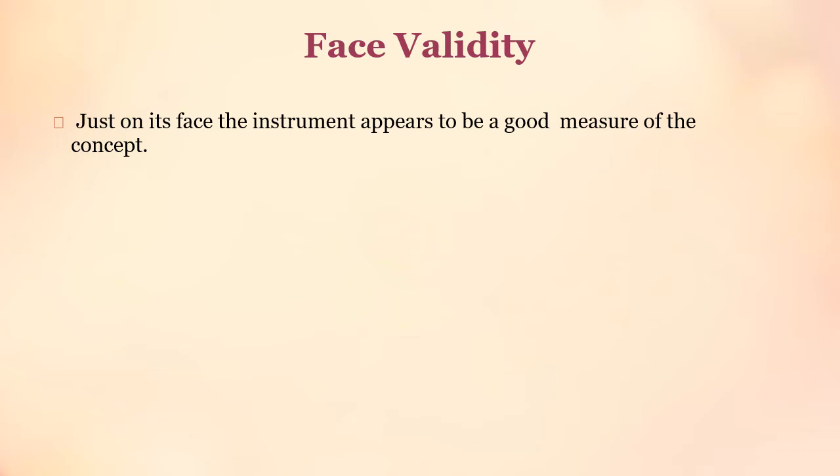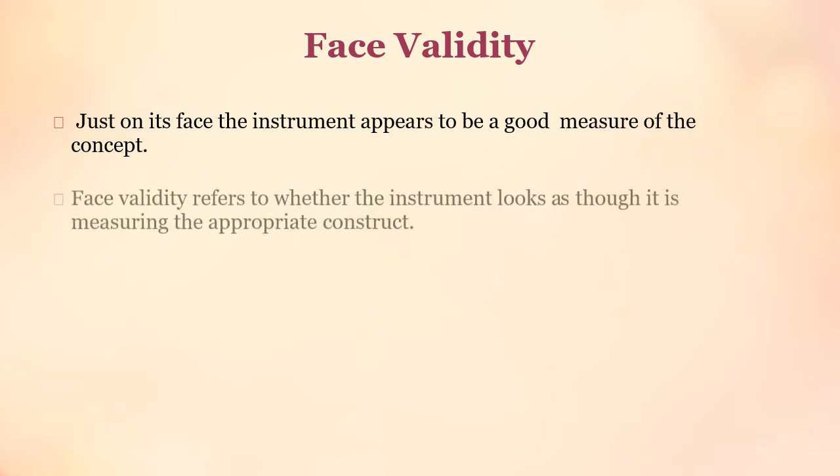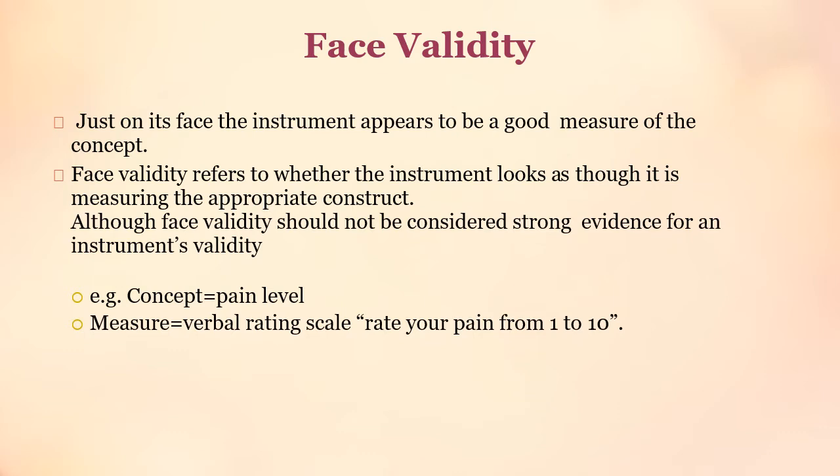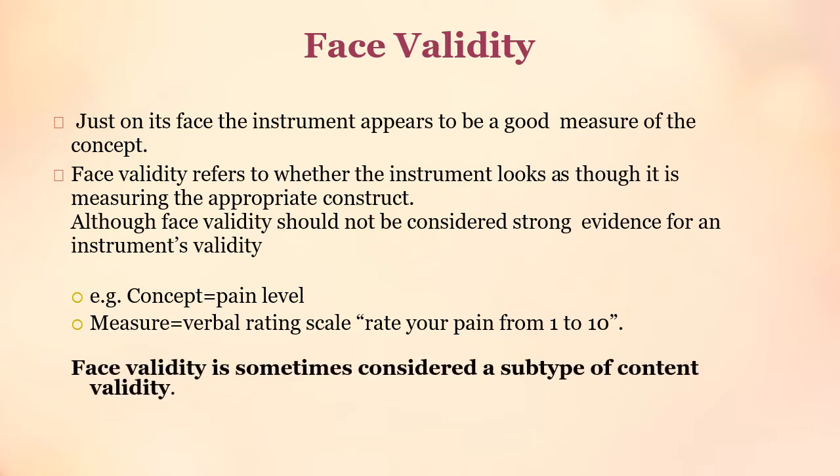So first is face validity. In that, just on its face, the instrument appears to be a good measure of the concept. Face validity refers to whether the instrument looks as though it is measuring the appropriate construct. Means even though it is measuring properly, how it looks, that is the face validity. Although face validity should not be considered strong evidence for an instrument's validity, for example, concept: pain level; measure: verbal rating scale, rate your pain from 1 to 10. So face validity is sometimes considered a subtype of content validity.